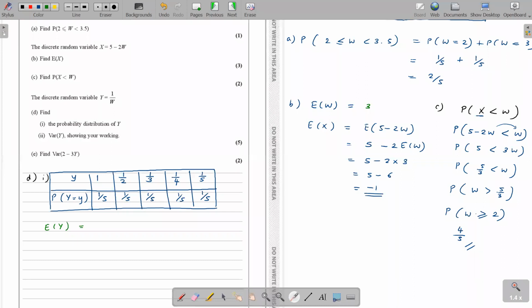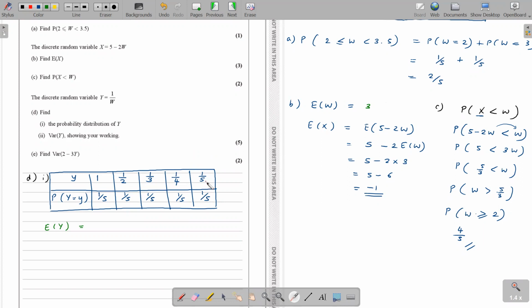Shall we multiply and find EY? Here we can't use any shortcuts. The reason being, the gap between the y values, are they the same? No, the gap between 1 and a half, the gap between a half and 1 over 3. So these gaps are all different. So I can't take the middle value as the mean, because these y values are not distributed equally.